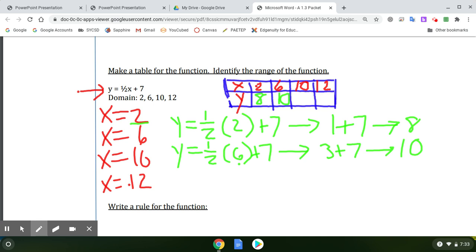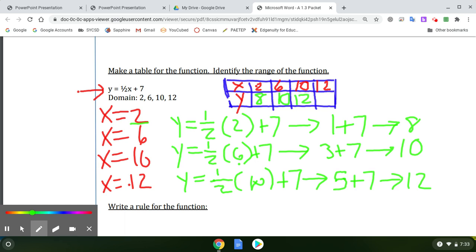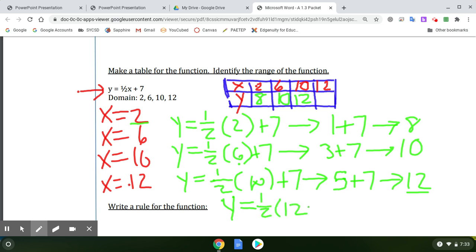Now substituting 10 in for x and simplifying, we get an output of 12. And lastly, substituting 12 in for x. That simplifies to 6 plus 7. And we get an output of 13.